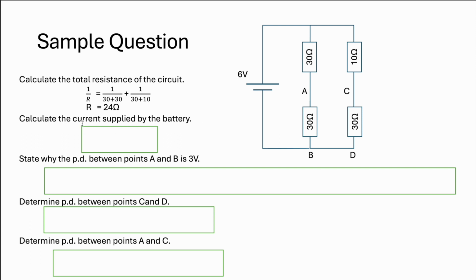Calculate the current supplied by the battery. So you already have your overall resistance, the effective resistance of the circuit. V, they give you; you have R; they ask you to account for I. So you're going to have V equals IR. Okay, so state why the potential difference between points A and B is 3 volts.